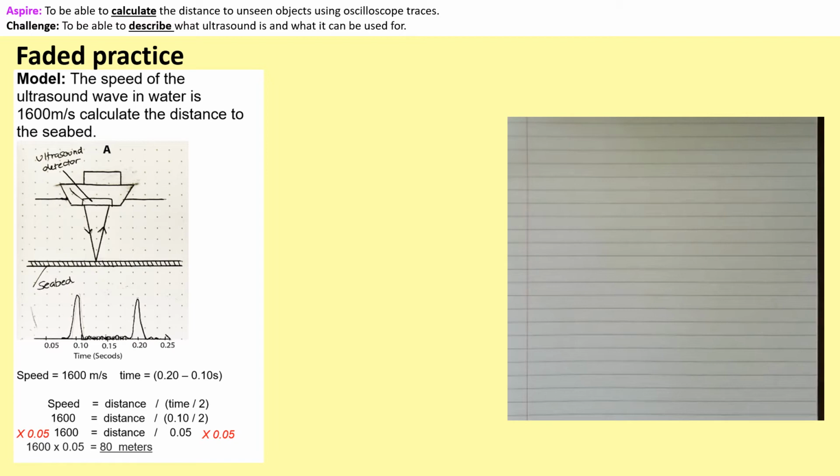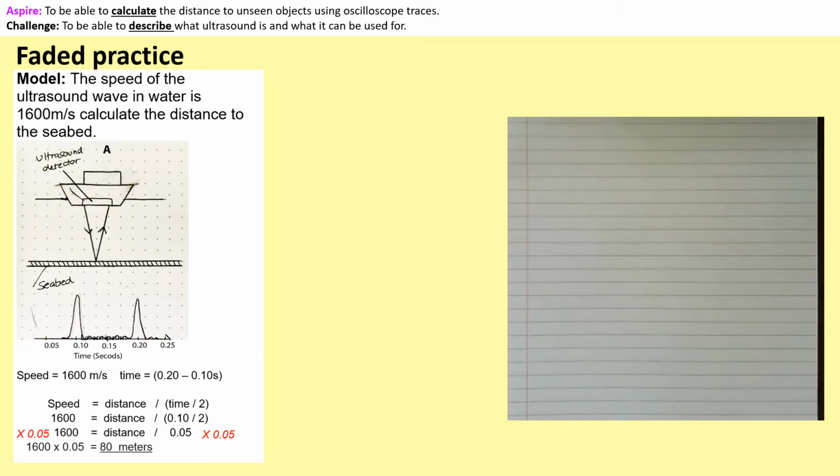Then we divide that time by 2, and we end up with 1,600 equals distance divided by 0.05. So we rearrange by doing the opposite of what's happening to distance to both sides, so times by 0.05, and we end up with 1,600 times 0.05, and that would give you 80 meters.